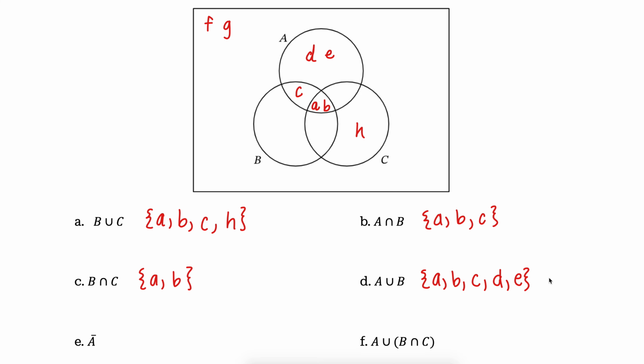And then the last two. Part E is asking for the complement of set A. So that's everything that is not part of set A. Set A contains the letters A, B, C, D, and E. So the complement cannot contain those 5 letters. The complement is going to be the letters F, G, and H.